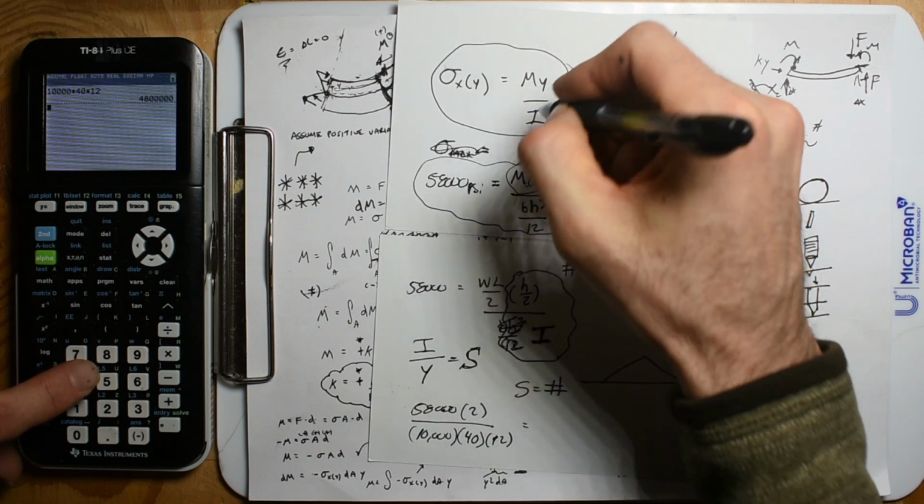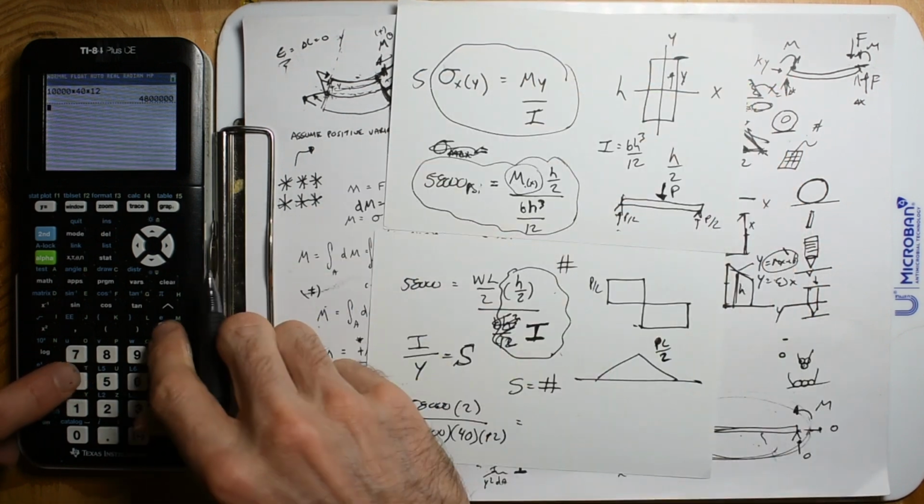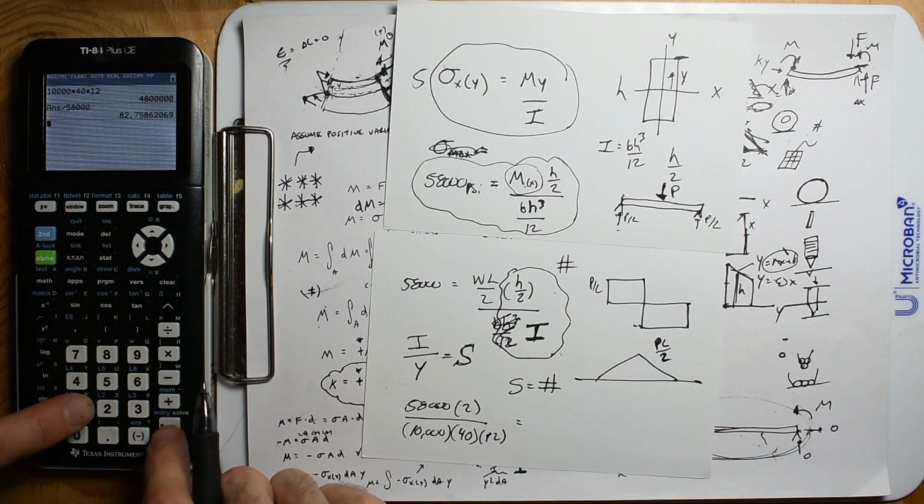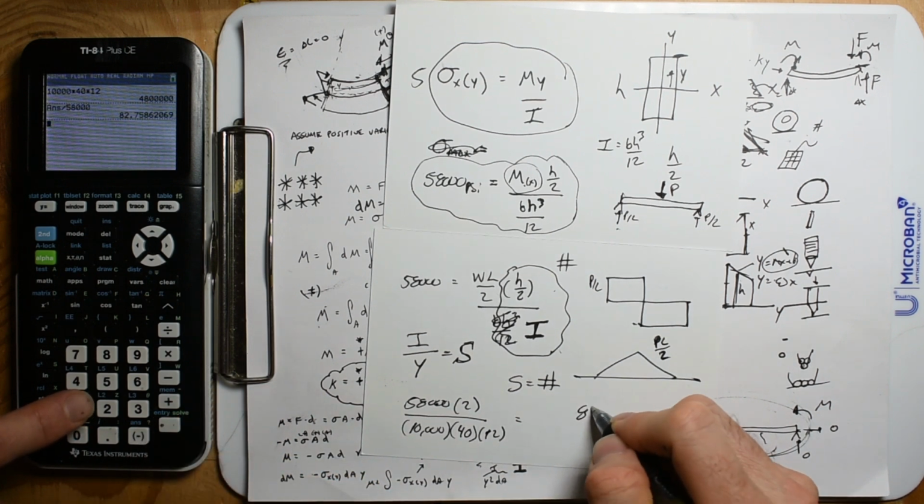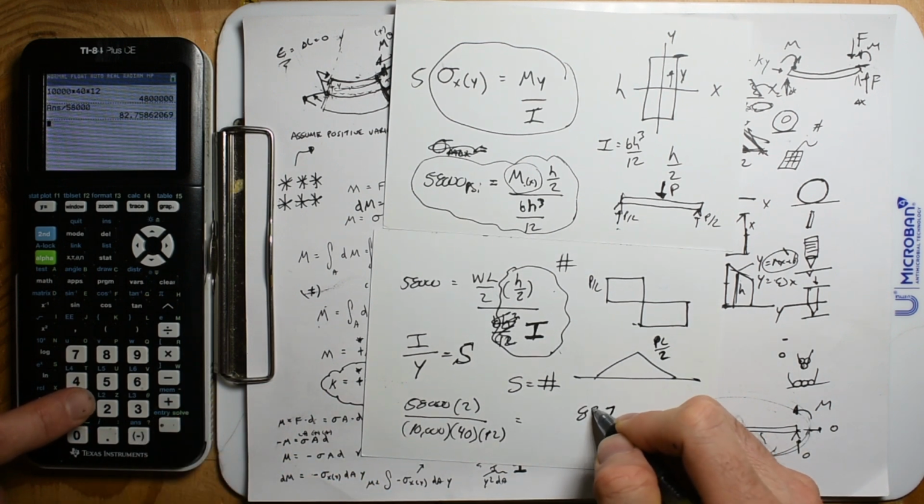So I need to get the S value up here. I'm going to take this divided by 58,000. Sorry about that. And I get an S value of 82.7. So hopefully I did it right.